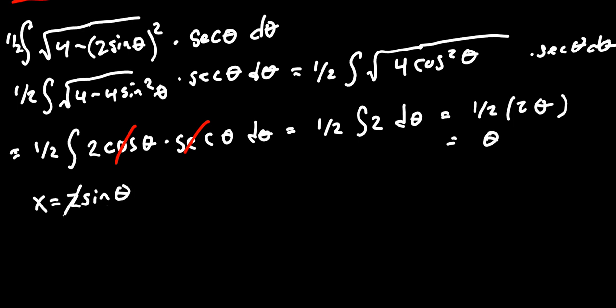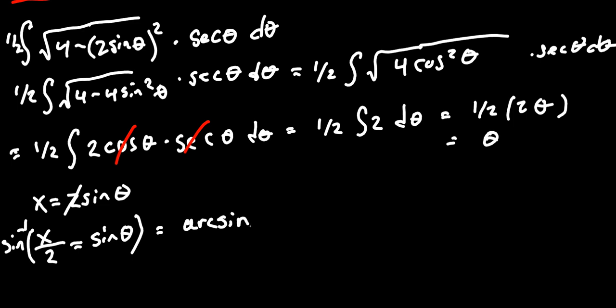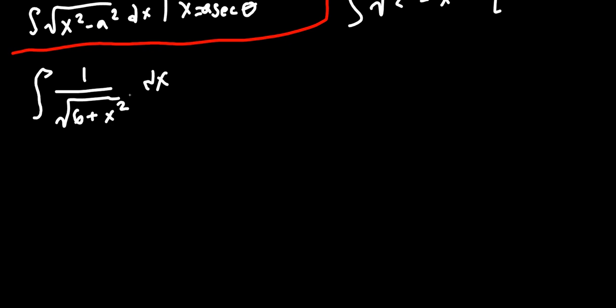So first, you probably want to divide by 2. You get x over 2 is equal to sine theta. And then you can take the inverse sine on both sides. So then you get the answer as arcsine of x over 2. And you can't forget to add the constant. The substitution we're doing is going to be on the denominator. So you will see eventually how this is going to change how things go.